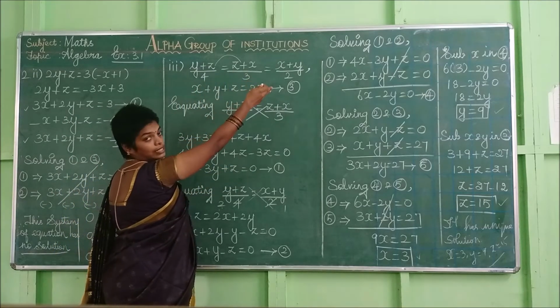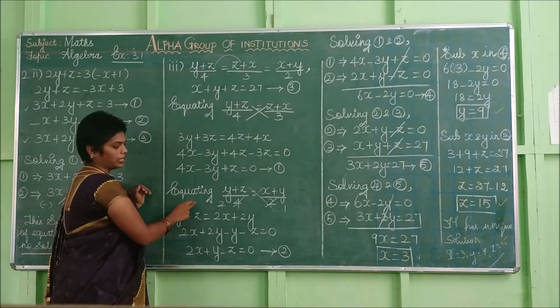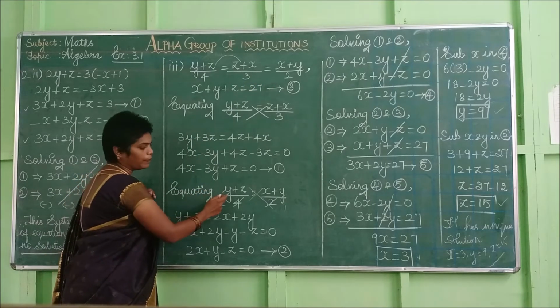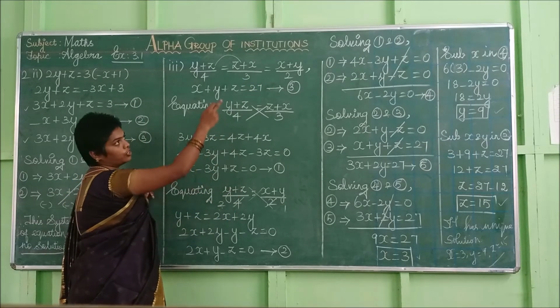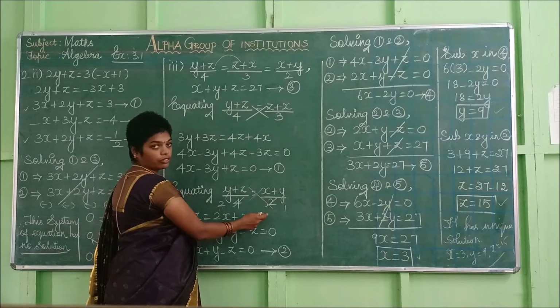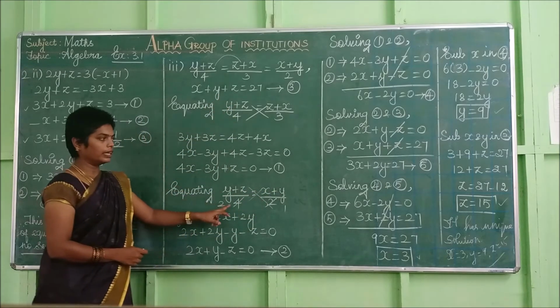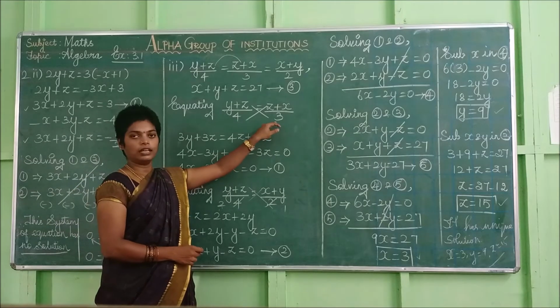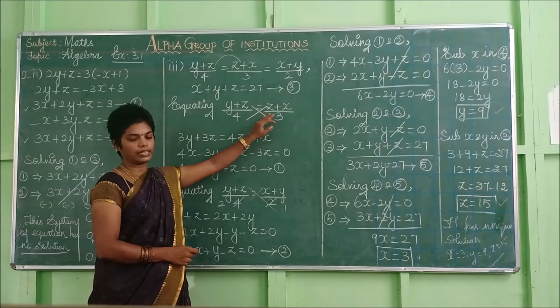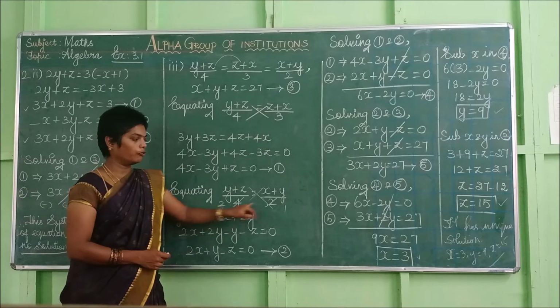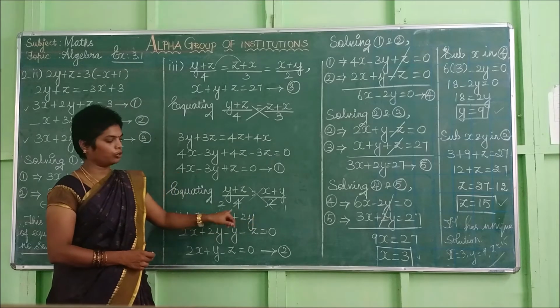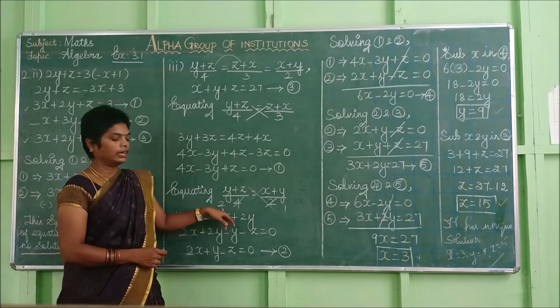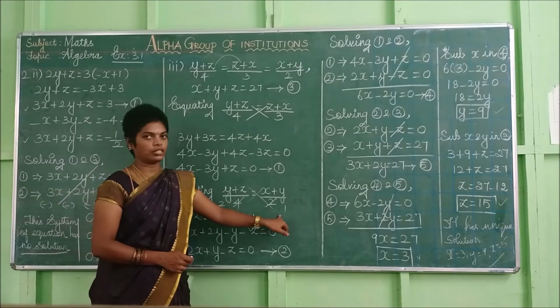Then equate first and third. Equating first and third. What is our first? (y plus z)/4 which is equal to (x plus y)/2. Then listen, here 4 and 3, the common divisor is 1. But here 4 and 2, the common divisor is 2. You have to cancel in the 2 table. It will be 2 and it changes into 1.